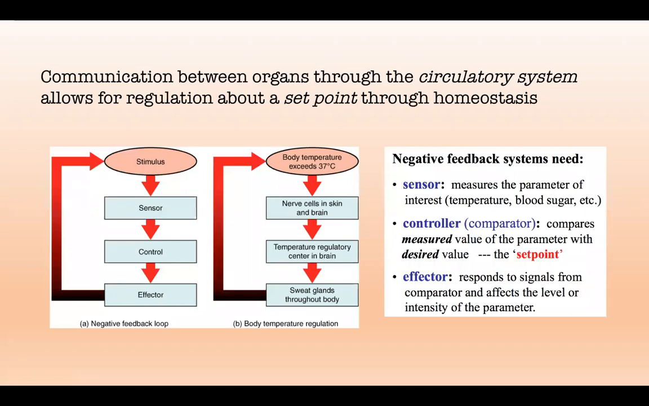A negative feedback loop contains three main elements: a sensor, a controller, and an effector. A sensor measures the parameter of interest. The controller compares this measure with the desired value, also known as our set point, and the effector responds to signals from the controller and affects the level or intensity of the parameter of interest. This negative feedback loop is fundamental to understanding thermoregulation and how animals maintain their internal temperature within a tolerable range.